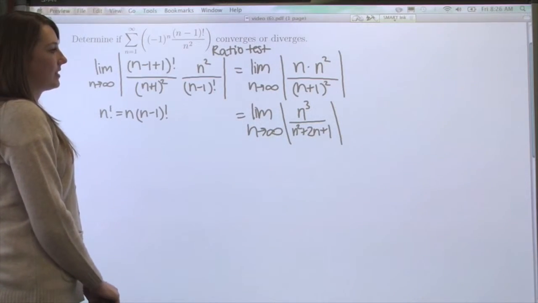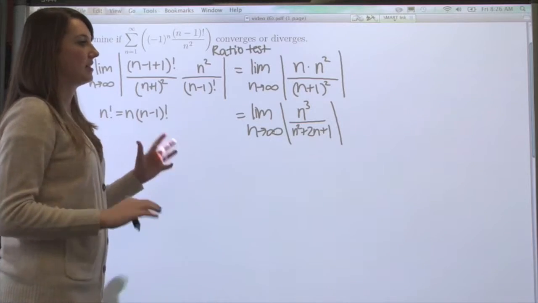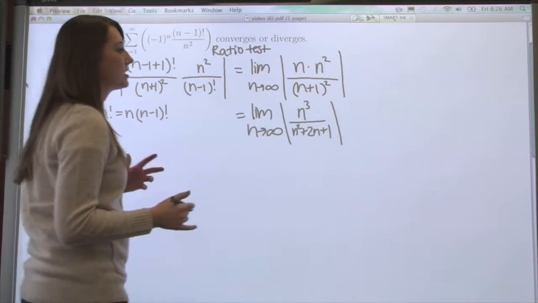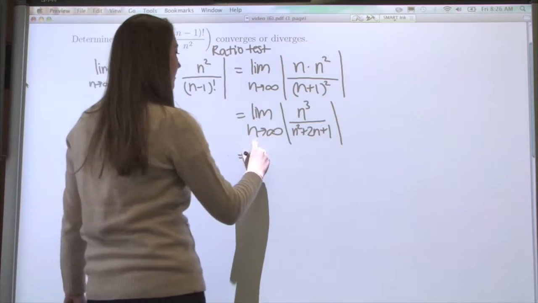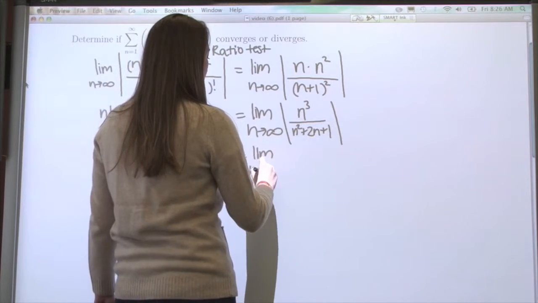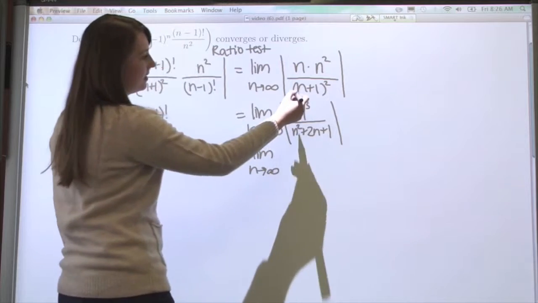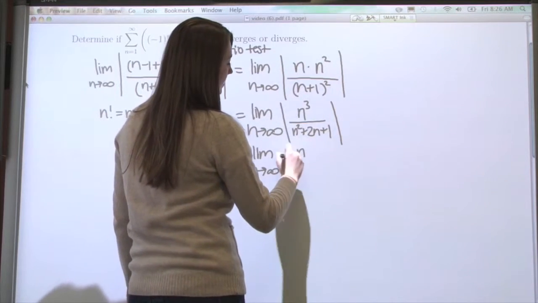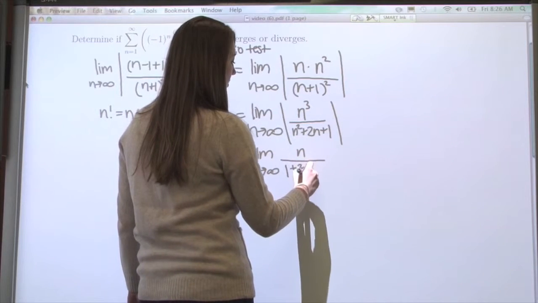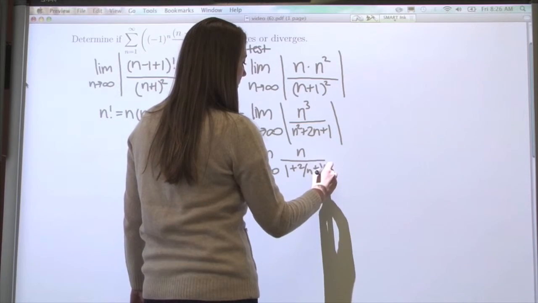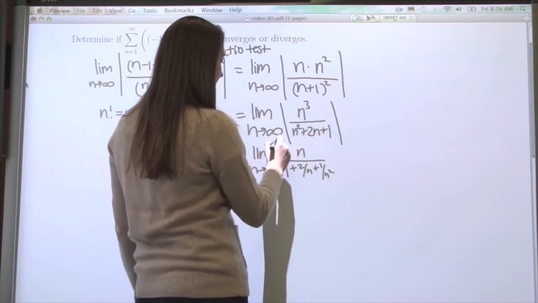Okay, so looking at this, it's getting more clear, but it's still not exact. So I'm going to divide everything by n squared, or multiply by 1. I'm going to get the limit as n approaches infinity. This divided by n squared just becomes n. This ends up being 1 plus 2 over n plus 1 over n squared.